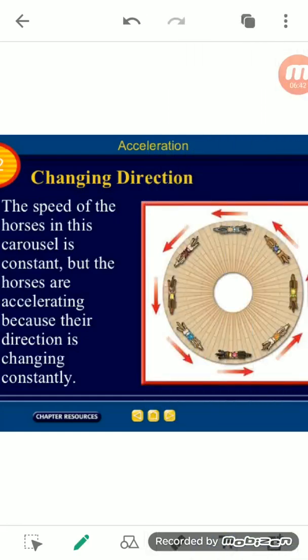You can see here an example of a changing direction. The speed of the horses in this carousel is constant, but the horses are accelerating because their direction is changing continuously. Every time they come here, they change direction, and due to the change in direction, there is a change in the velocity, and as there is a change in the velocity, we can say that the body is accelerating.